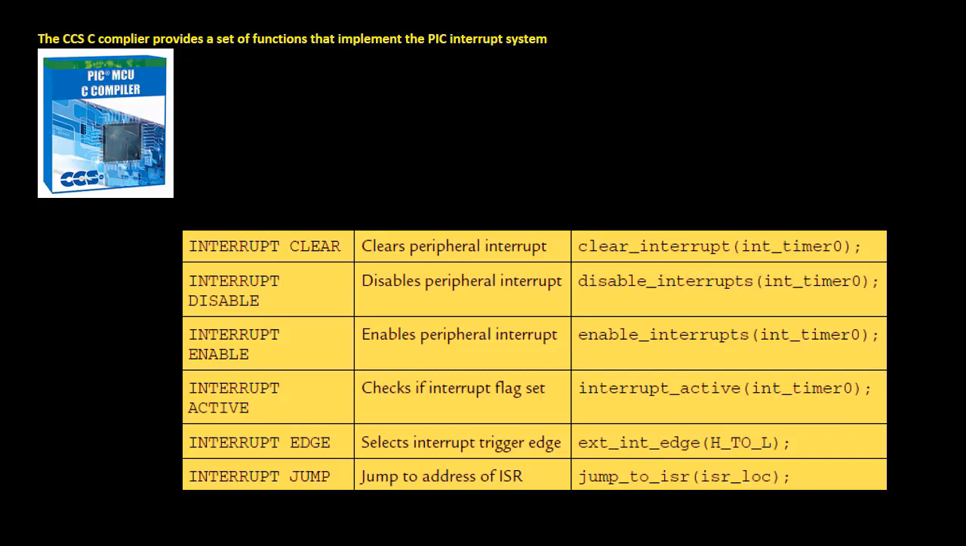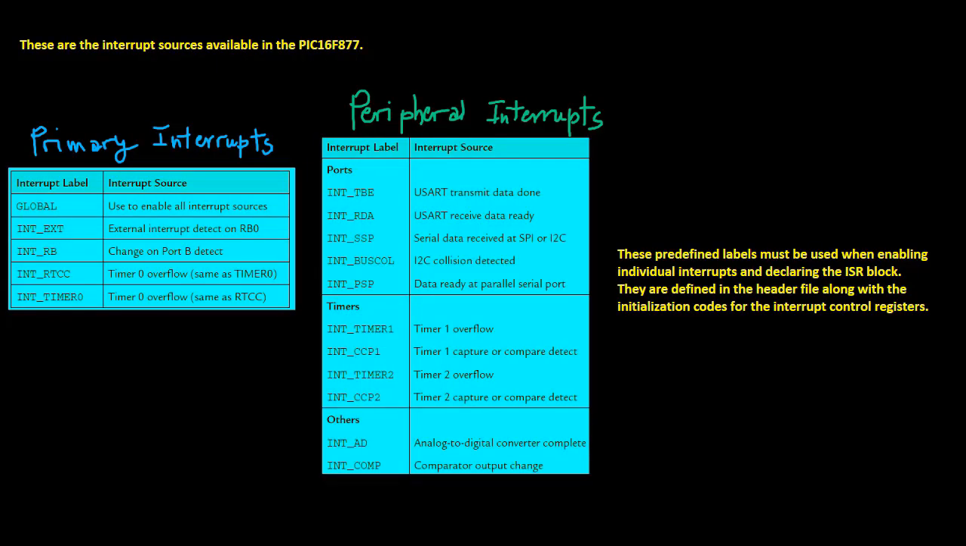The CCSC compiler provides a number of functions that implement the PIC interrupt system. These are the interrupt sources available in the PIC16F877. These predefined labels must be used when enabling individual interrupts and declaring the ISR block. They are defined in the header file, along with the initialization codes for the interrupt control registers.